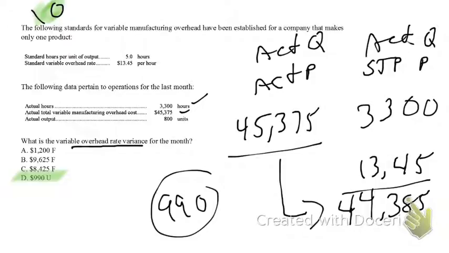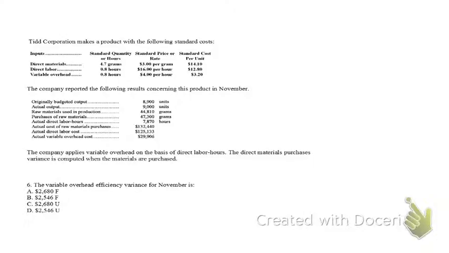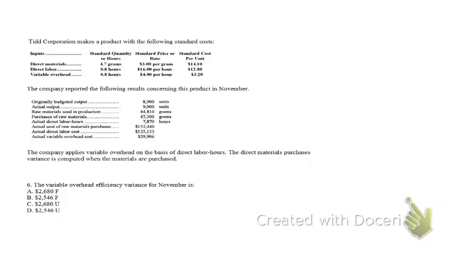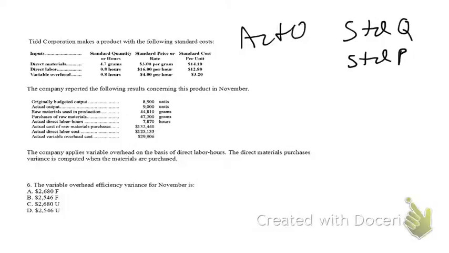And the last question is question number 11. I'm looking for an efficiency variance, so I'm looking for a quantity variance. So I've got to worry about my standard quantity and my standard price, and I need to compare that to my actual quantity and my standard price. And I'm looking for variable overhead.